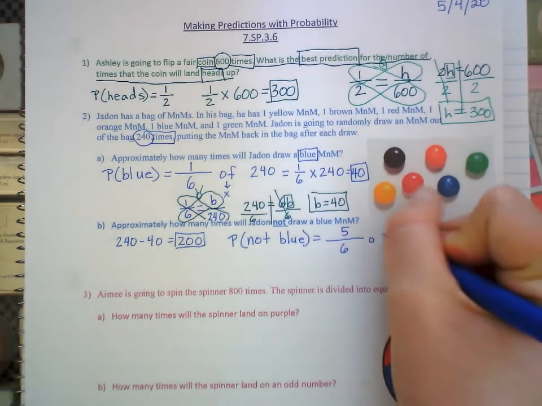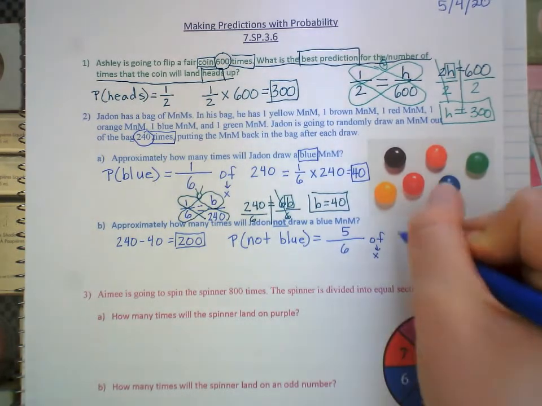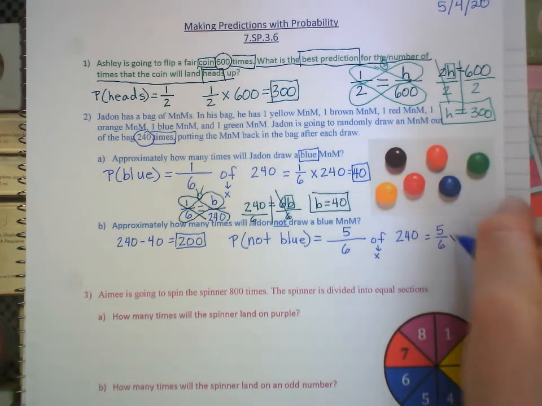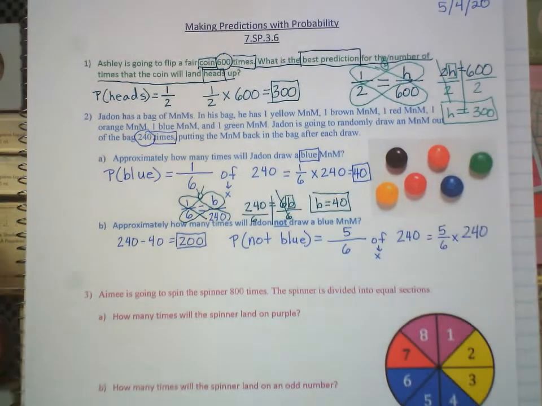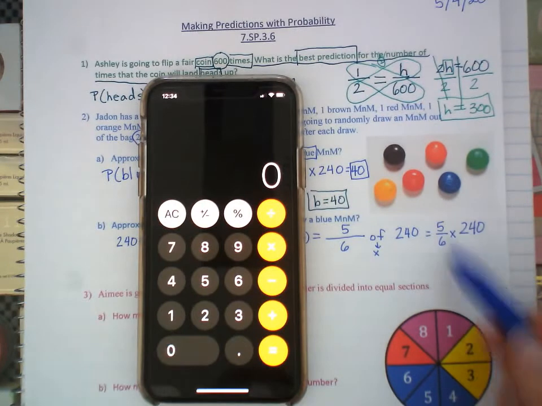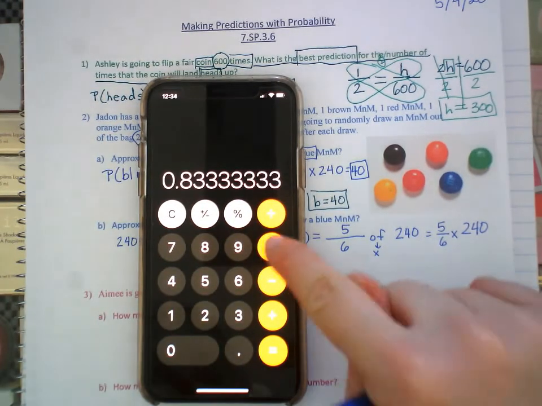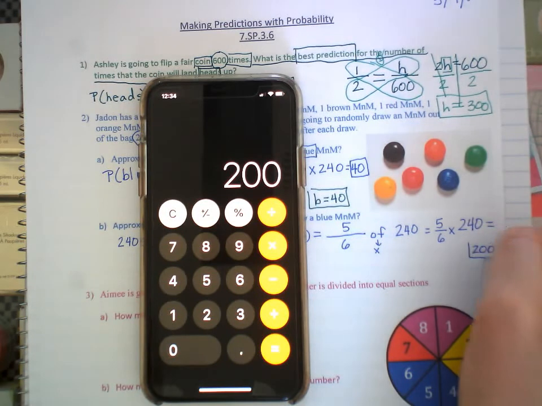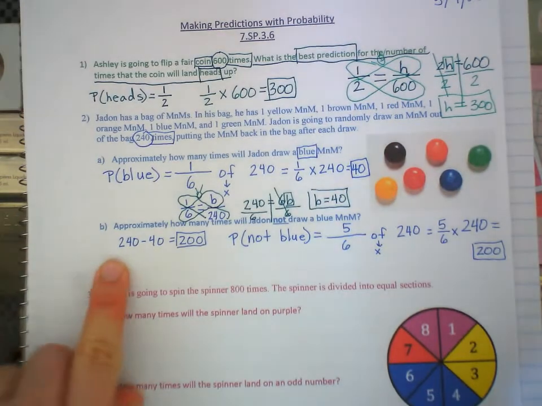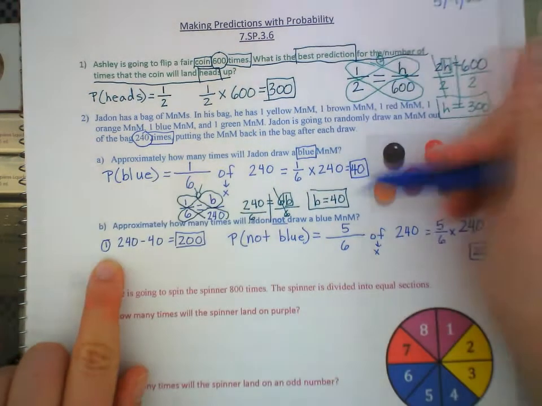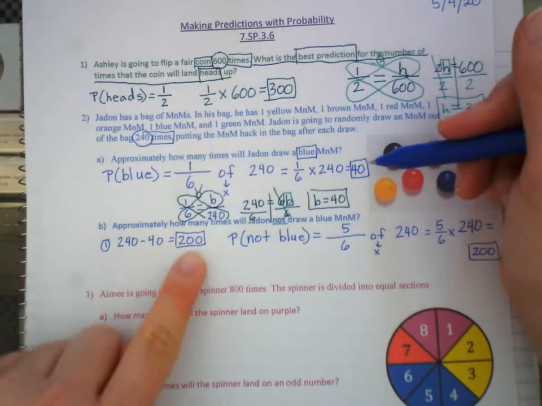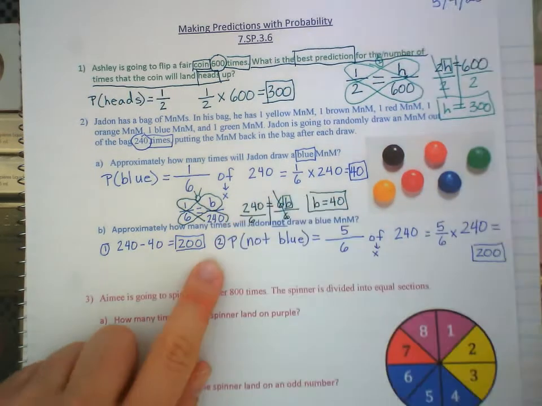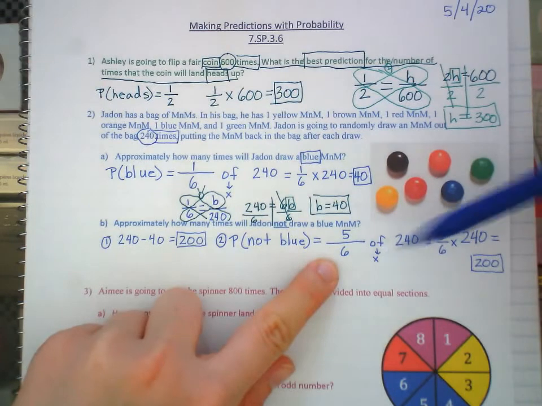So 5/6, of means multiply, 240 times. So 5/6 times 240. 5 fraction bar 6, so 5 divided by 6 times 240 equals 200 times he's not going to draw blue. Okay, so maybe you are like, I can do it this way. We know we drew blue 40 times, so that means 200 times we didn't, because it has to add up to 240. Maybe you didn't think of that, and you're like, let's keep doing the model that Ms. Fry is showing us: find the probability, multiply it by the number of trials.